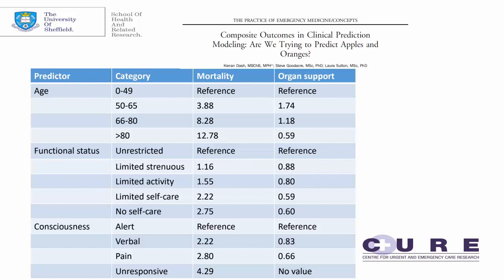Actually missed off the bottom of the slide, or I can't see the bottom of the slide there, but hopefully you get the gist that the older you are, much higher risk of mortality. The more limited your function is, the much higher risk of mortality, and the more unconscious you are, the higher risk of mortality. Whereas the associations for organ support are rather more complex, and in fact, if anything, if you're over 80, you've got reduced functional status or reduced conscious level, you're less likely to get organ support.